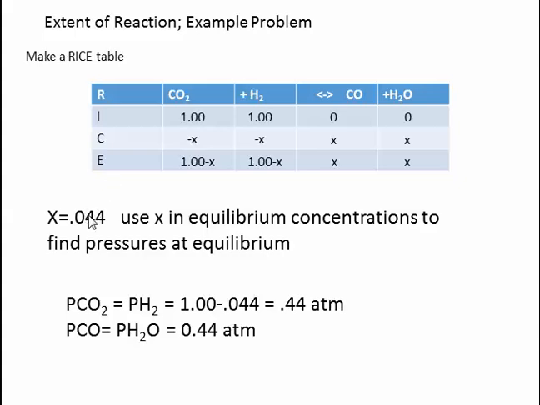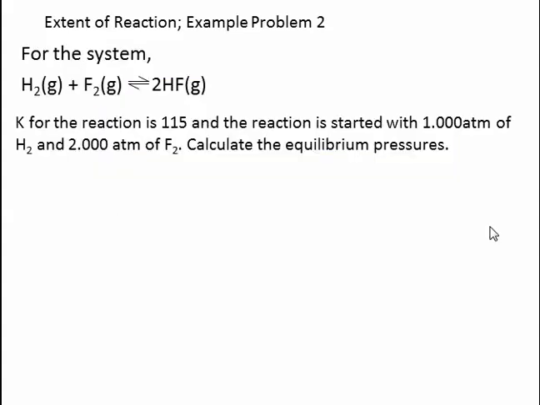Alright, and once again, so you use x in equilibrium concentrations to find the pressure. So this should be 0.44, not 0.044. So I screwed that up. Sorry about that. Alright, here's example number 2.